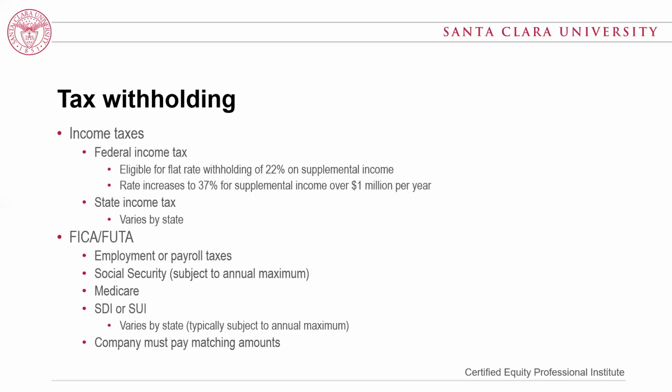FICA, which consists of Social Security taxes and Medicare taxes. There's an annual cap, an annual wage limit on Social Security tax, but not on Medicare. Additionally, the Medicare percentage will go up after a certain income level. FUTA taxes, which are unemployment taxes paid by the employer, which must match the amount of Social Security and Medicare paid by the employee.